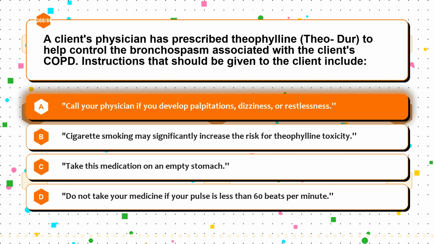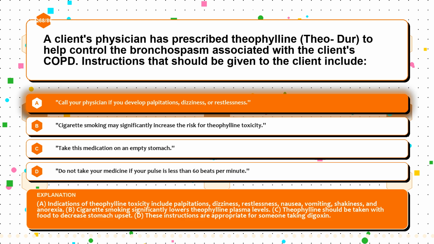The correct answer is option A. Call your physician if you develop palpitations, dizziness, or restlessness. Indications of theophylline toxicity include palpitations, dizziness, restlessness, nausea, vomiting, shakiness, and anorexia. B. Cigarette smoking significantly lowers theophylline plasma levels. C. Theophylline should be taken with food to decrease stomach upset. D. These instructions are appropriate for someone taking digoxin.